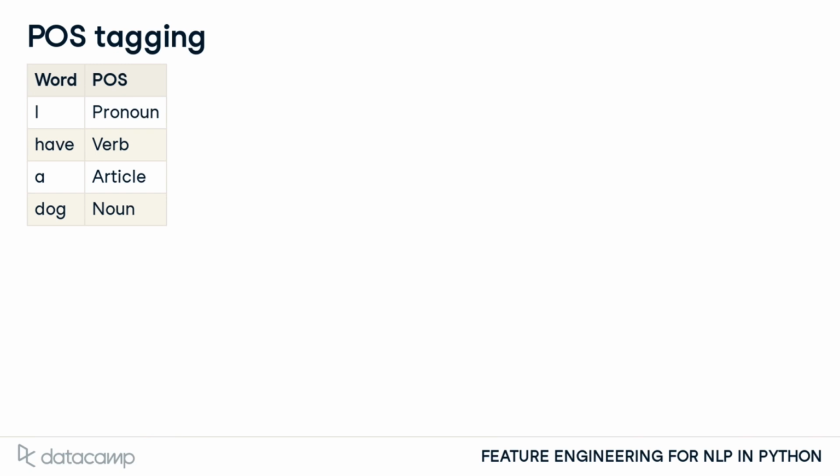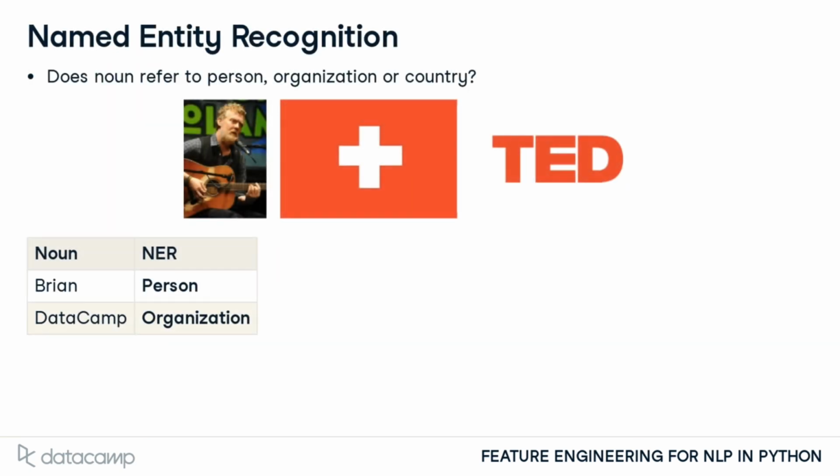So far, we have seen how to extract features out of an entire body of text. Some NLP applications may require you to extract features for individual words. For instance, you may want to do part of speech tagging to know the different parts of speech present in your text as shown. As an example, consider the sentence, I have a dog. POS tagging will label each word with its corresponding part of speech. You may also want to know how to perform named entity recognition to find out if a particular noun is referring to a person, organization, or country.